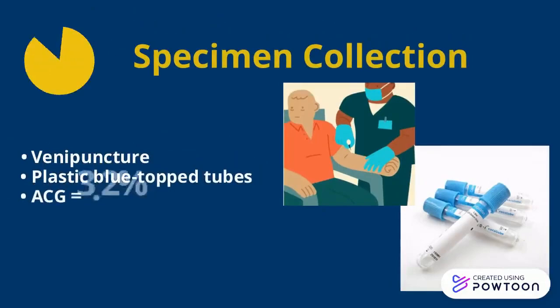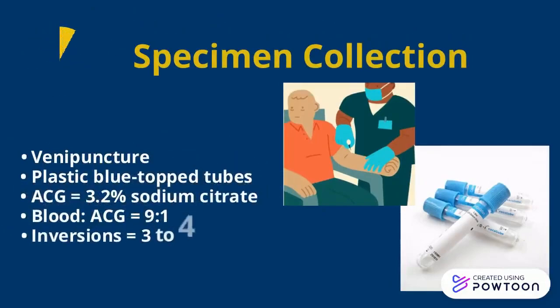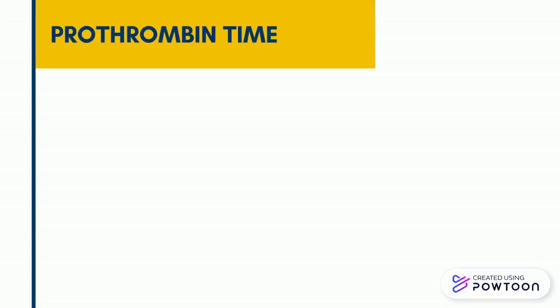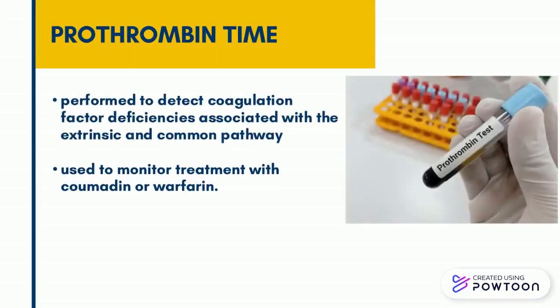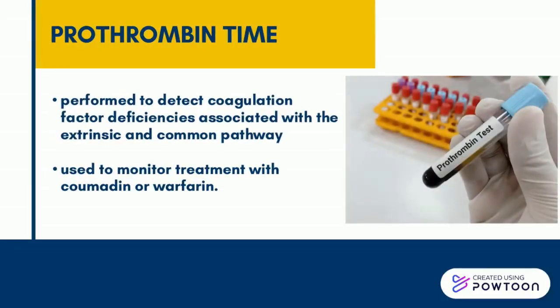For the specimen collection for both PT and APTT, it requires the collection of blood in plastic blue top tubes. This contains the anticoagulant of 3.2% sodium citrate. Prothrombin time is performed to detect coagulation factor deficiencies associated with the extrinsic and common pathway. This test is also used to monitor treatment with Coumadin or warfarin.